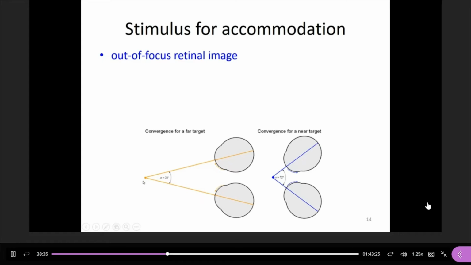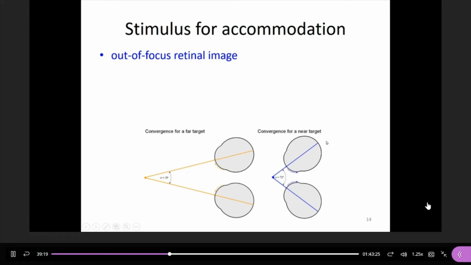When you change the object from distant to near, without changing the power of the eye, one thing you will realize is that, without accommodation, you will expect the image to form behind the retina if we assume the power remains unchanged. Meaning that you will experience an out of focus image projected on the retina, and that is the primary stimulus for accommodation.